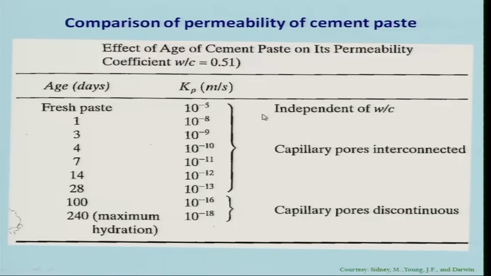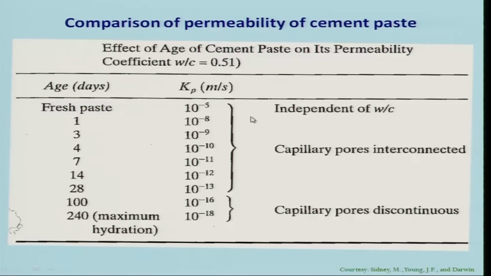one more piece of information is that in these ranges, say from 10^-5 to 10^-13, the capillary pores that are present are interconnected to each other. With curing age, what happens is the capillary pores become discontinuous. We will talk about interconnectivity of pores at a later stage, but as of now what you have to know is that with the period of curing the permeability decreases substantially. And one more piece of information is that this 10^-5 to about 10^-13 is the range irrespective of what the water to cement ratio is.